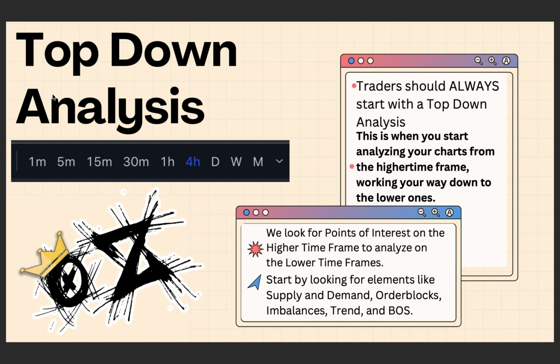So you want to start with something like the daily, the weekly, the monthly, and you want to work your way down to the hourly and so on. You want to start by looking for elements like supply and demand, order blocks, imbalances, trend, breaker structure, all the elements of smart money concept.